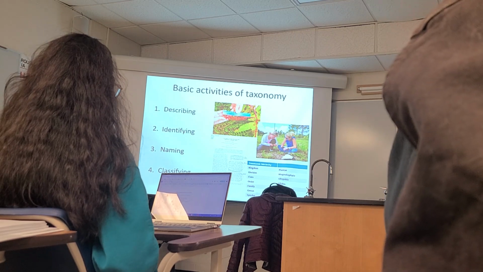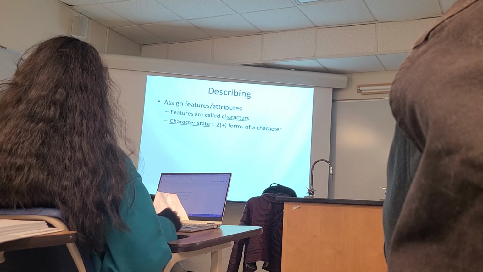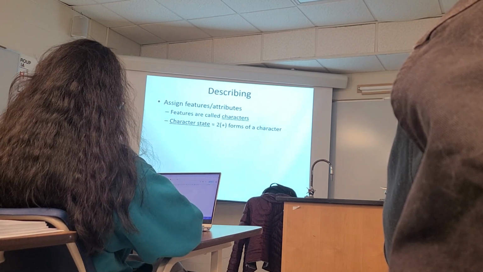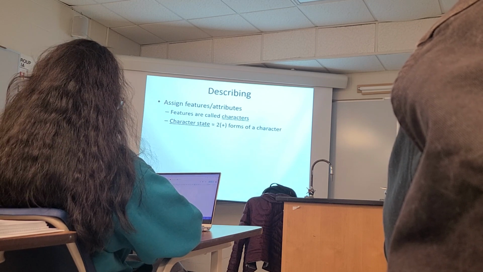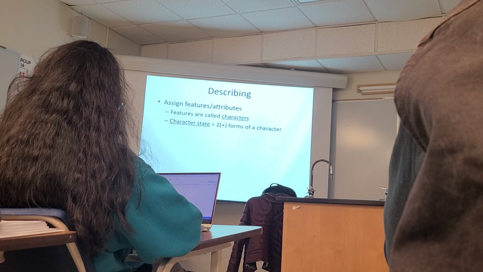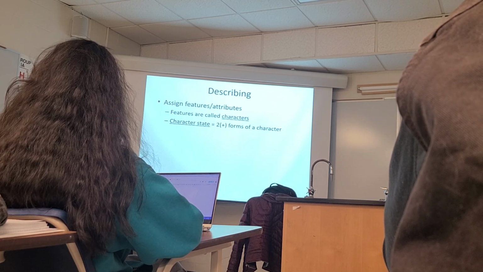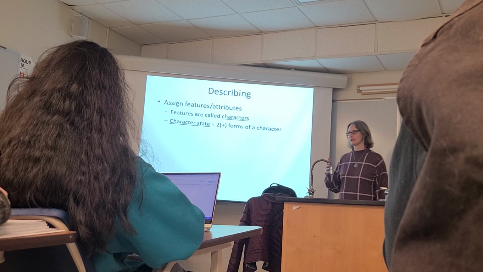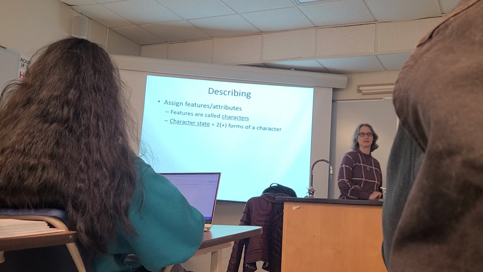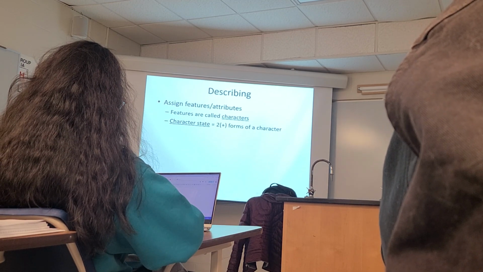So let's start with our basic activity number 1, which is describing organisms. When you're describing an organism, you are assigning a feature or an attribute, something that an organism has through its genetics, it's inherited. Okay? Features that are called characters. You're looking at those, and then comparing character states of those characters between different individuals, different species. Well, what do I mean by character versus character state?